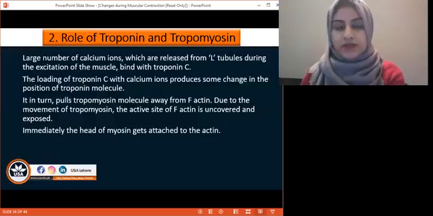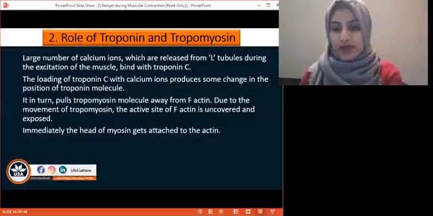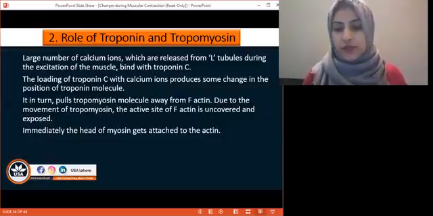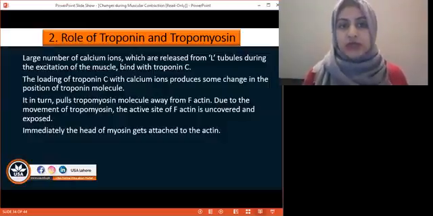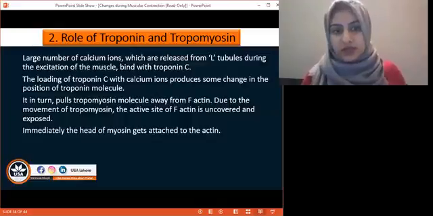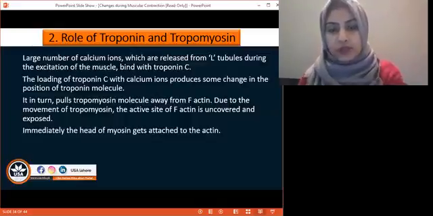So this is the role of troponin and tropomyosin. In short, the calcium ions are responsible for the attachment to the troponin C, and troponin C exposes the head of the F-actin, and then the head of the myosin gets attached to the actin molecule.